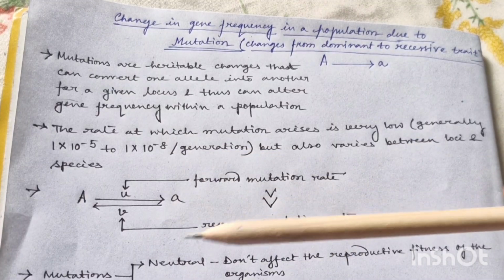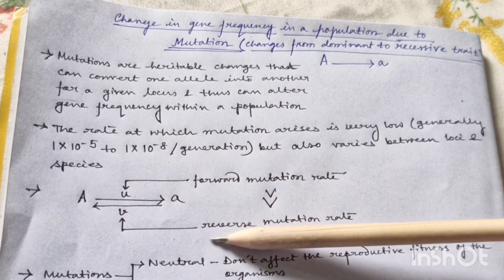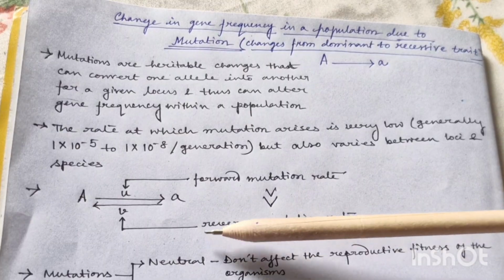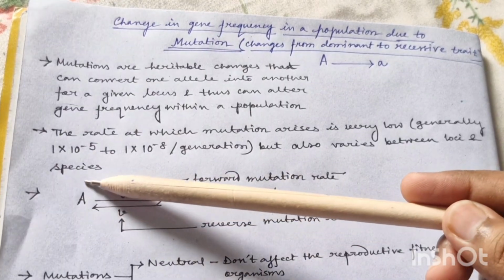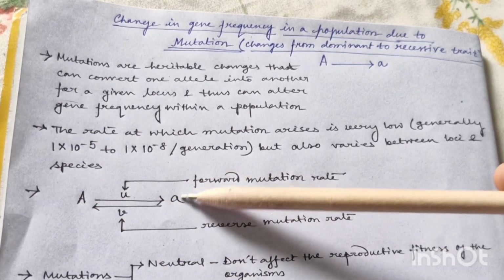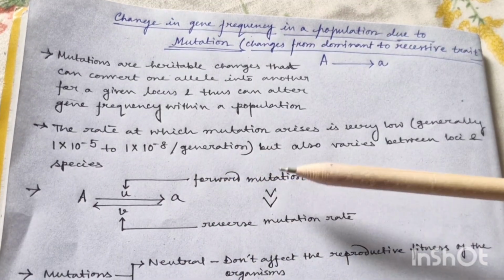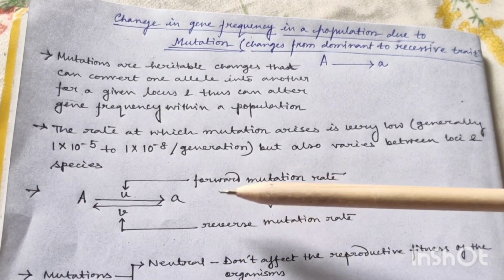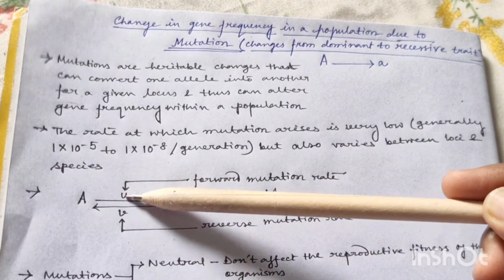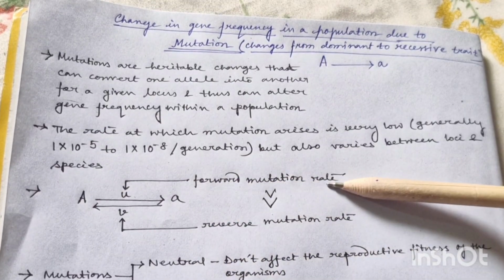Now there are two terms, forward mutation and reverse mutation. Forward mutation is when, for a given locus, a dominant allele is changed into a recessive allele. That kind of mutation is known as forward mutation, and the rate at which it occurs, small u, is known as the forward mutation rate.